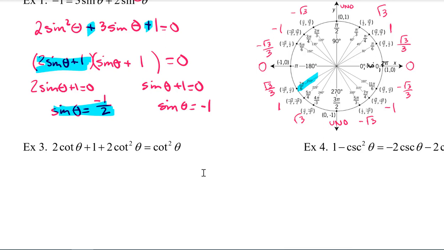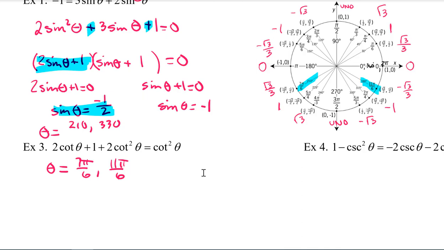And also at 330 degrees, or 11 pi over 6. So our answers for this part, theta would be equal to 210 degrees and 330 degrees. Those are my answers in degrees. And in radians, theta would be the same thing as 7 pi over 6 and 11 pi over 6. So that takes care of the very first factor, 2 sine theta plus 1.